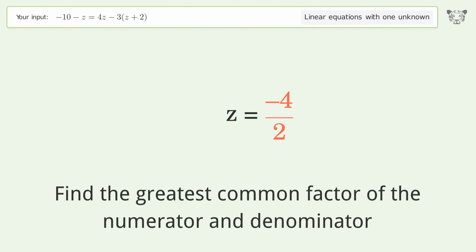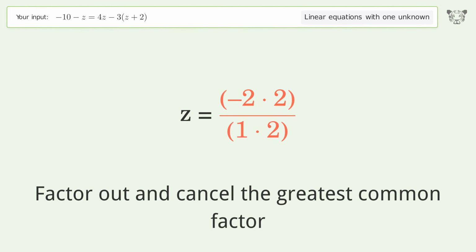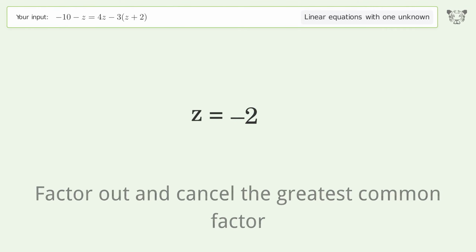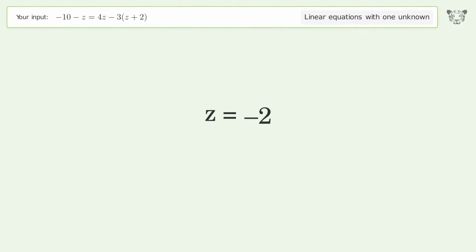Find the greatest common factor of the numerator and denominator. Factor out and cancel the greatest common factor. And so the final result is z equals -2.